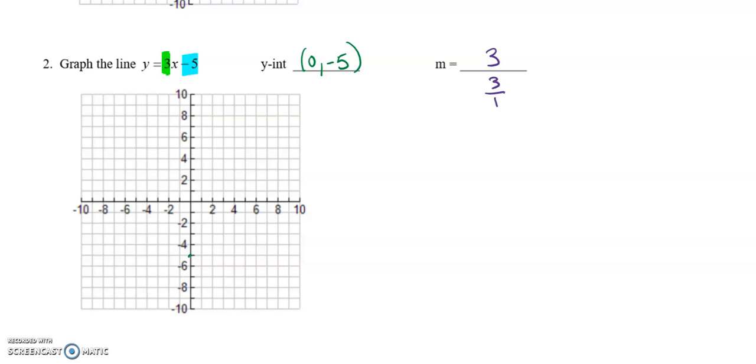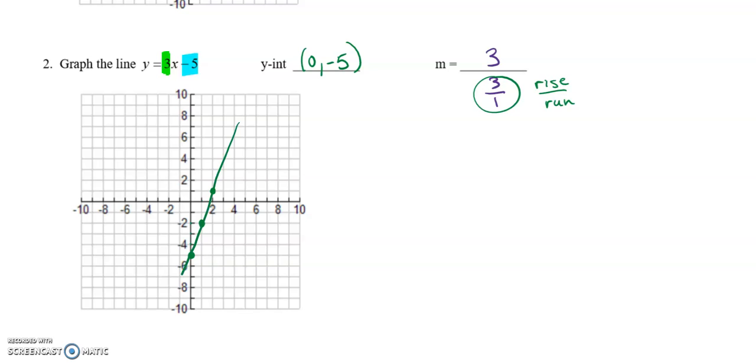First thing we'll do is graph the 0, negative 5. And then we're going to use our slope to find our next point. Think of slope as rise over run. So from my y-intercept, I'm going to rise 3, go up 3, and run 1 in the positive direction, so to the right. So I'm going to count up 1, 2, 3, to the right 1.